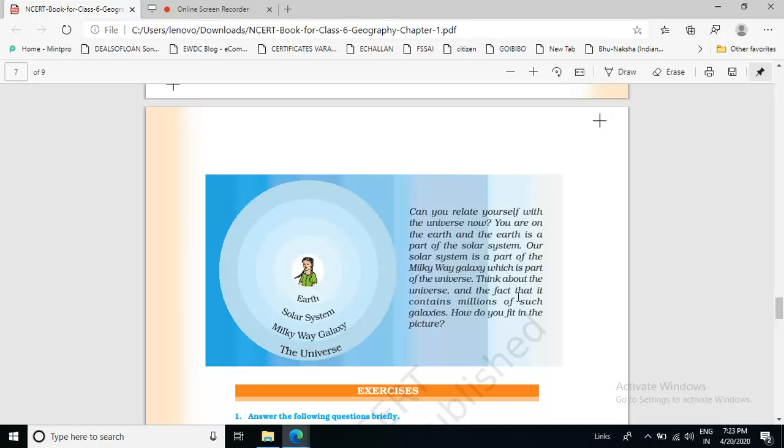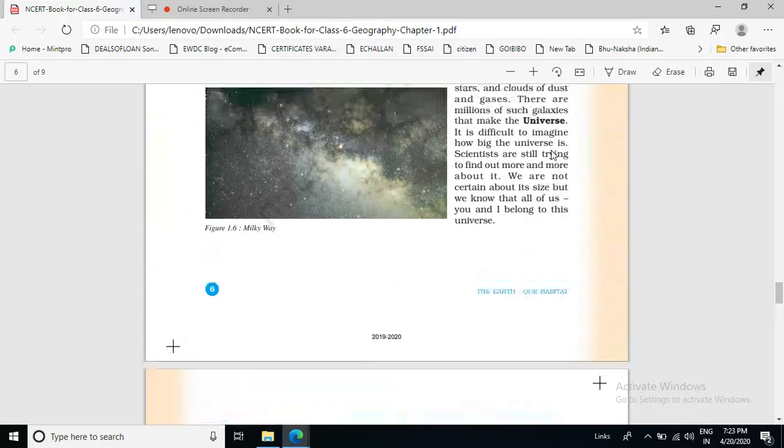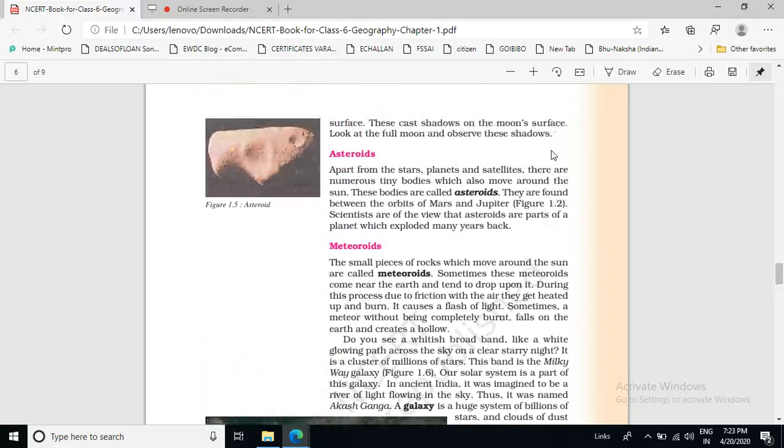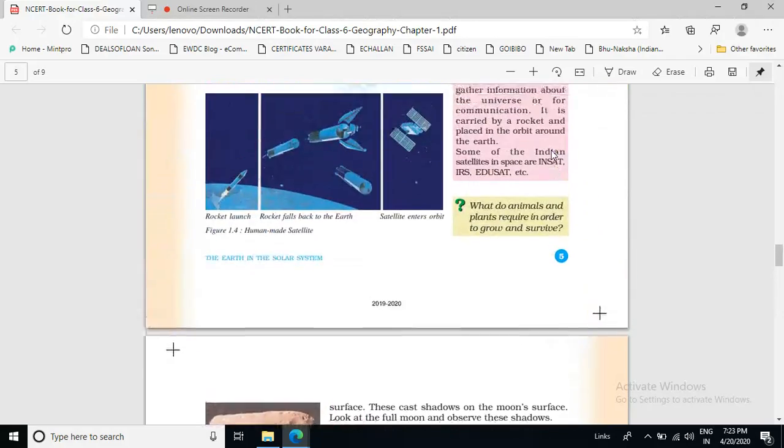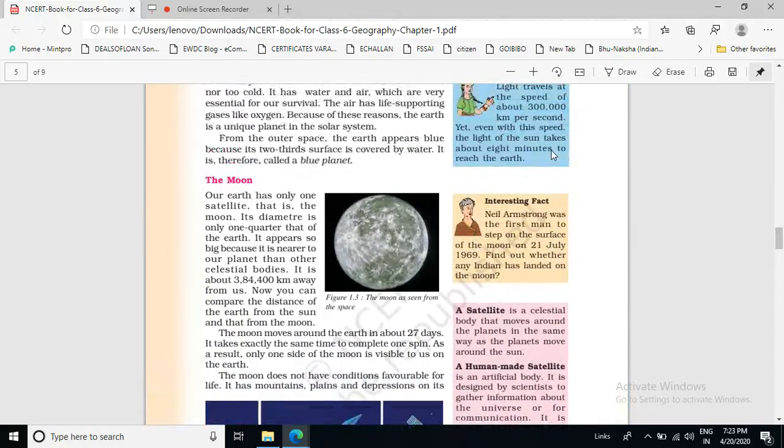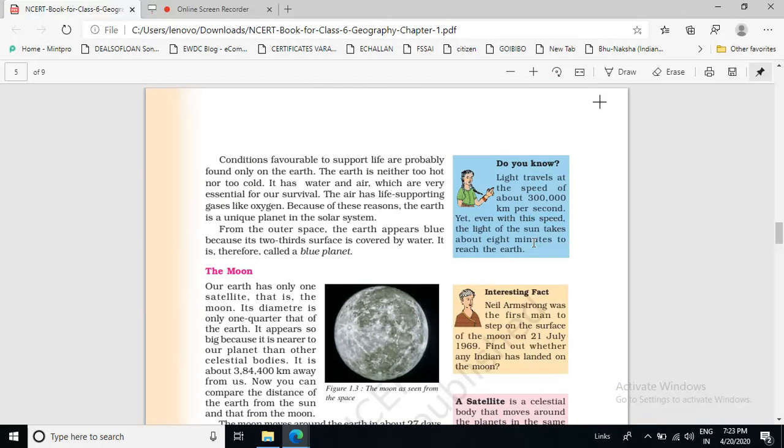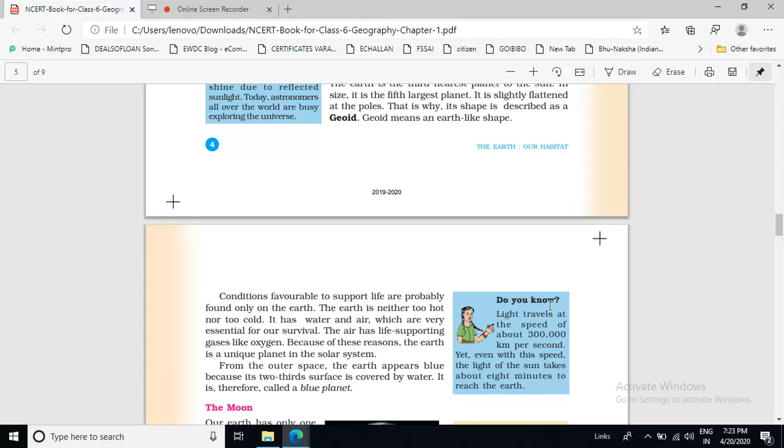Okay, now in tomorrow's class we will discuss some parts which are left, which are the extra information given in the boxes. Then we will discuss the question answers. Okay.